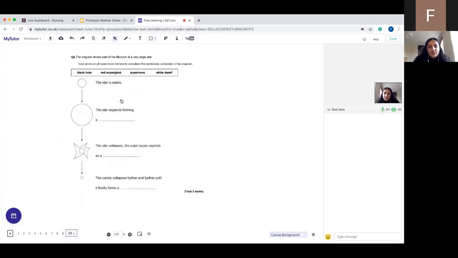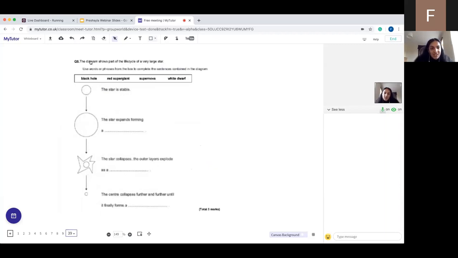Okay, so let's move on to the life cycle of a star questions. So this diagram shows part of the life cycle of a very large star. So giving you a hint, it's a very large star. Okay, so it's going to follow the right-hand path of that diagram that I showed you. So you've got 4 words here, again, a fill gap exercise. The star is stable. The star expands, forming a what? The star collapses. The outer layers explode as a what? The center collapses further and further until it finally forms a what?